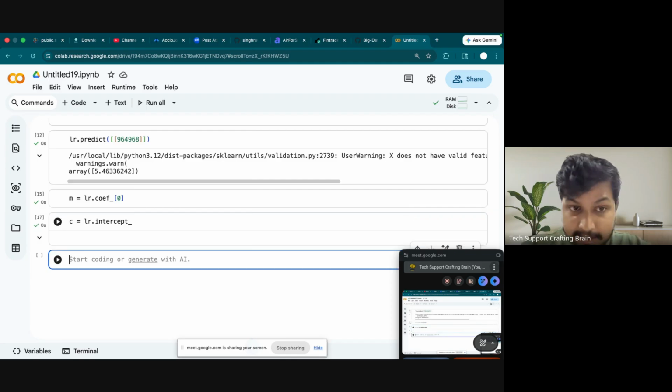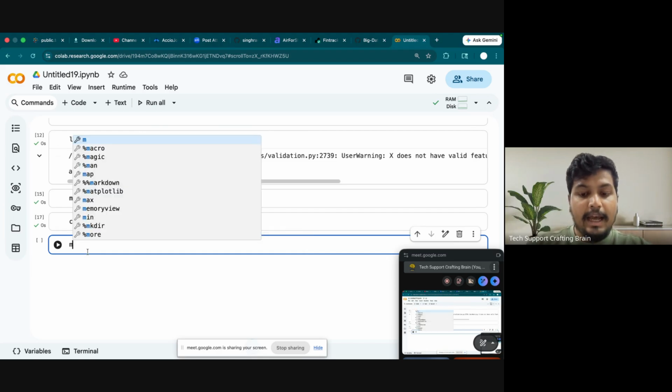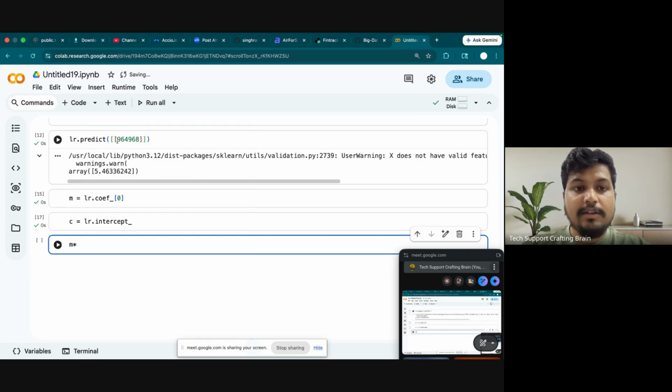Okay. Now, guys, quickly tell me the formula. What is the formula for making the prediction? What is the formula that we have learned today for linear regression? The formula is y equals mx plus c. So what is the m value right now? It is inside the m variable. And what is the x value? What is the user input?